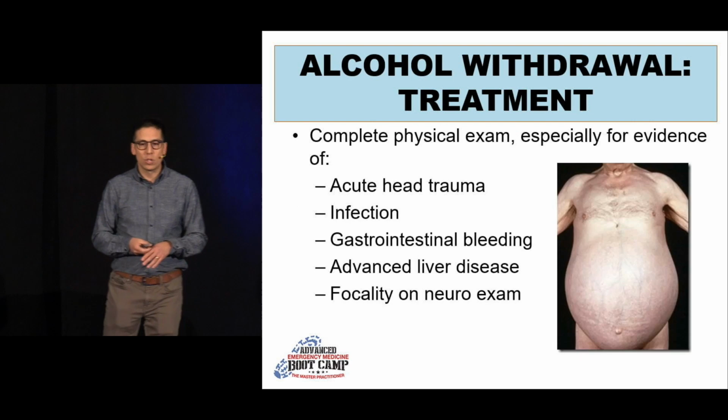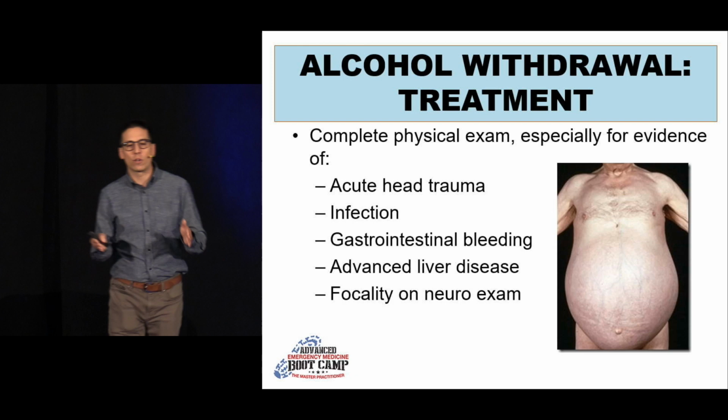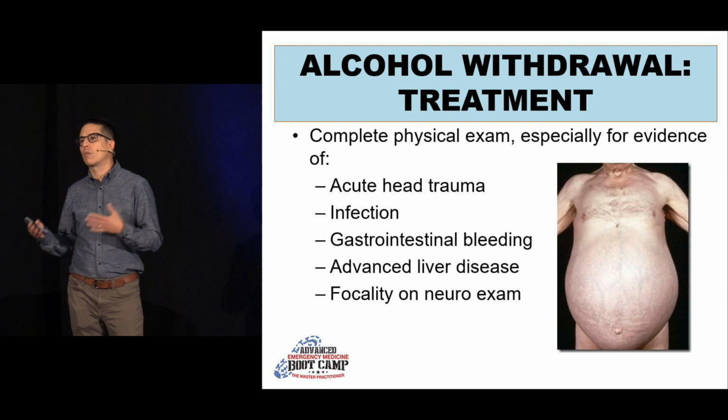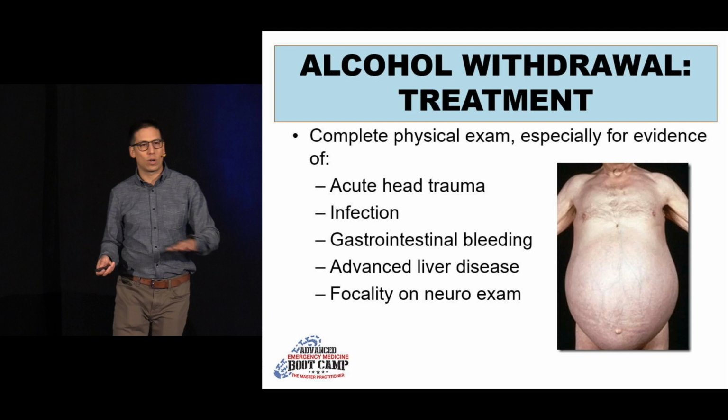So this is a picture of me before I got a Peloton bike. You want to do a complete physical exam. You want to look for head trauma, infection, GI bleeding, the stigmata of advanced liver disease, as you see here, and focality on the neuro exam, right? In the world of tox and withdrawal, if somebody's got a real focal or a lateralizing neuro exam, then tox is a diagnosis of exclusion, right? So you want to figure out first if it's a structural or anatomic lesion.